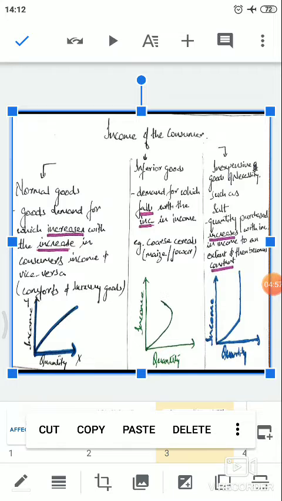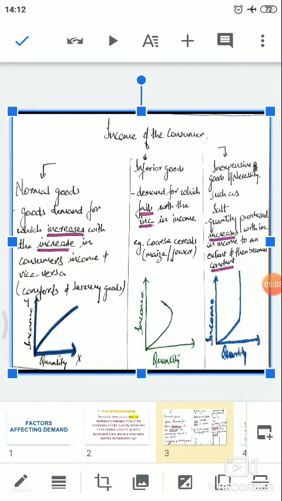So what happens when the income increases? The demand for such a commodity increases to an extent and then it becomes constant. So you can see here that initially in the third diagram, as the income is increasing, the quantity demanded has increased, and thereafter you can see that this curve has become parallel to the y-axis, which shows that no matter what the income is, the quantity demanded would remain the same.